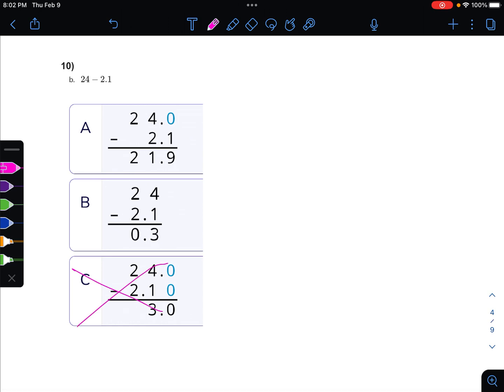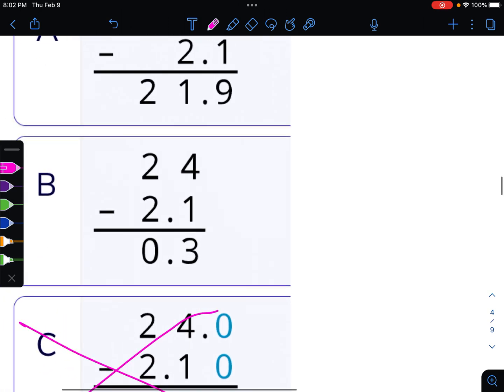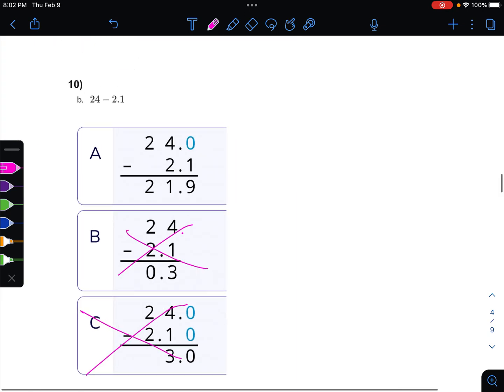Not lined up, doesn't work. See, the decimal is not even there, which means it's right there. Not lined up. Gotta be this guy. A. Did you pick A?